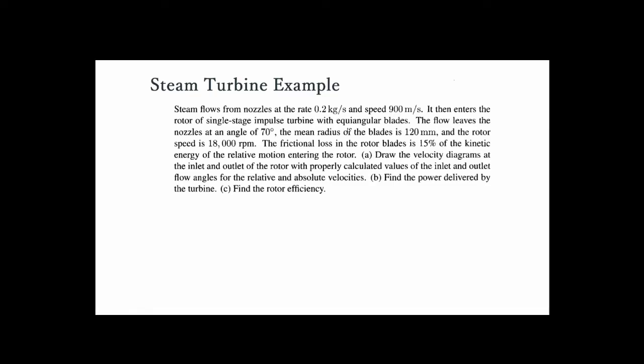Steam flows from nozzles at the rate of 0.2 kilogram per second and speed 900 meter per second. It then enters the rotor of a single-stage impulse turbine with equiangular blades. The flow leaves the nozzles at an angle of 70 degrees. The mean radius of the blades is 120 millimeters and the rotor speed is 18,000 rpm. The frictional loss in the rotor blades is 15% of the kinetic energy of the relative motion entering the rotor.